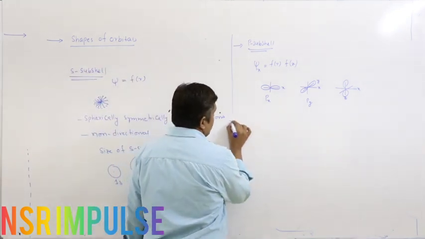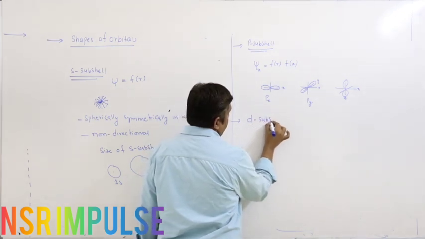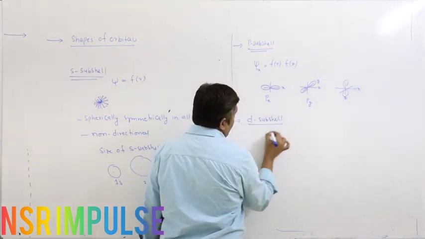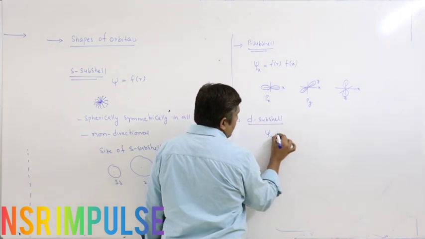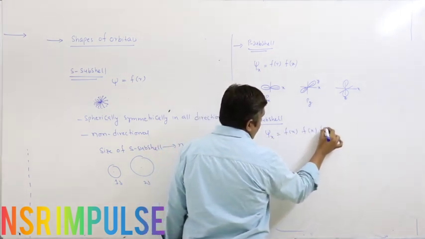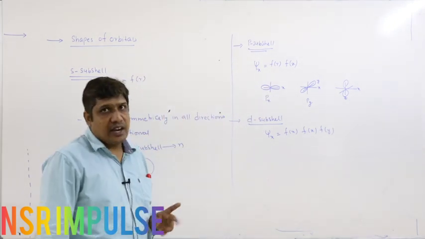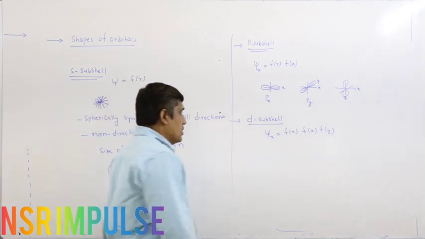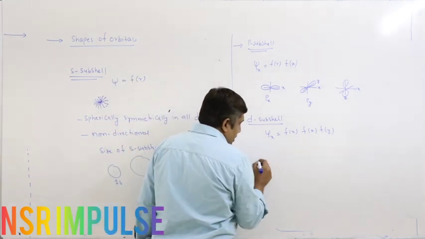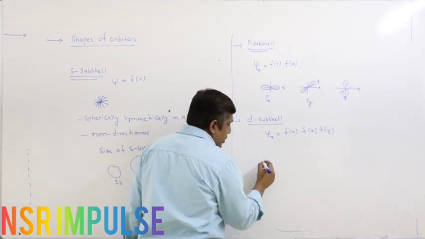Now coming to D subshell, the psi value is found to depend upon distance and two directions. One distance and two directions. So because of two directions, you will get lobes, right? So here you will get 5 different d orbitals, because for m value there are 5 different orientations.